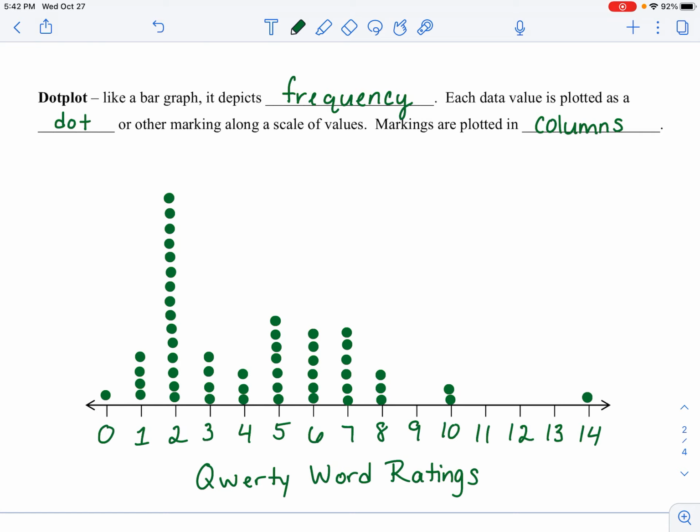All right, so this is the dot plot. The nice thing about a dot plot is it gives you a good sense of what the spread of the data looks like. We're going to talk a lot more about spread and variation coming up soon, but this is something that we're going to come back to at a later date. All right, so that's a dot plot.